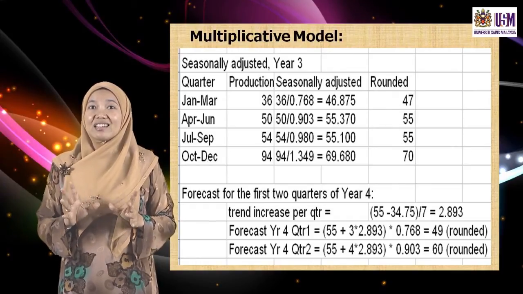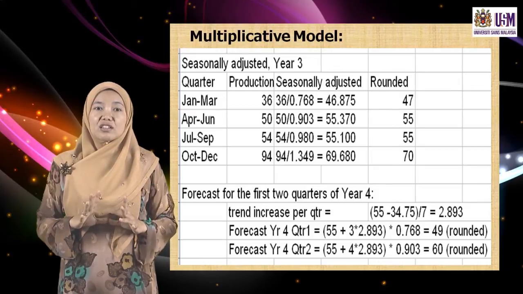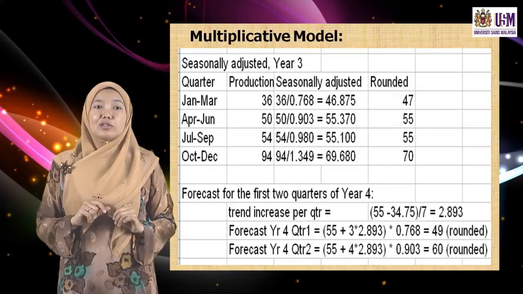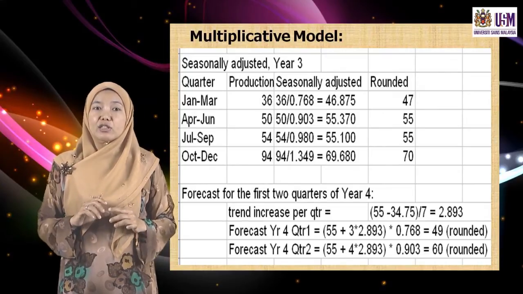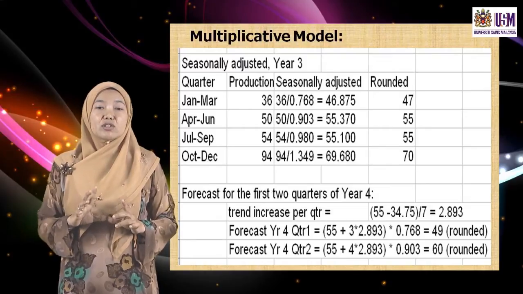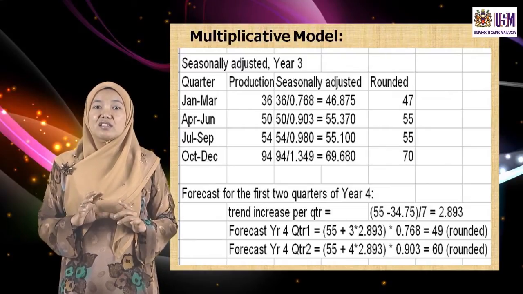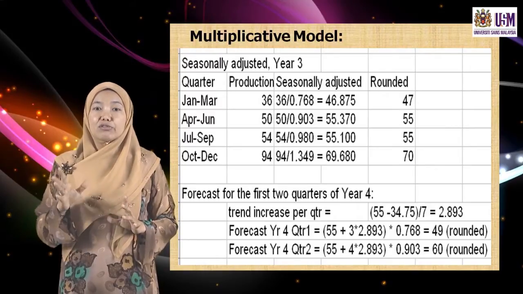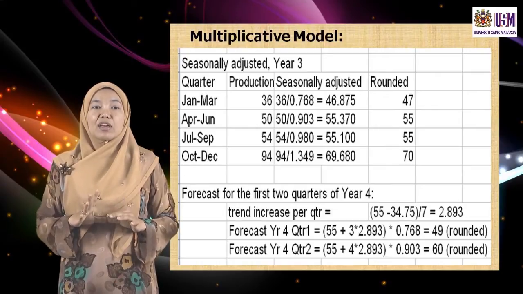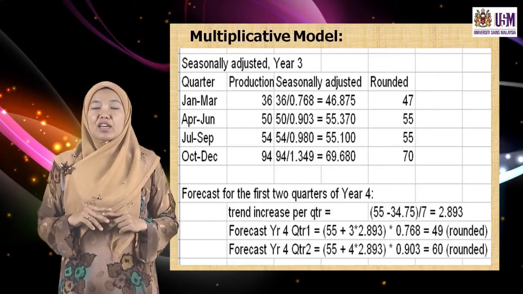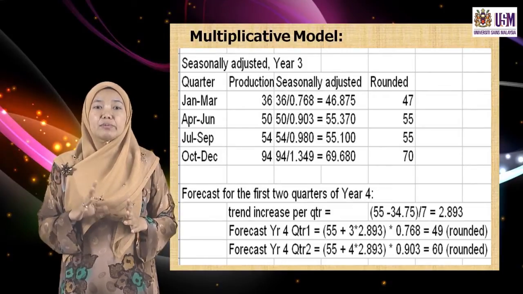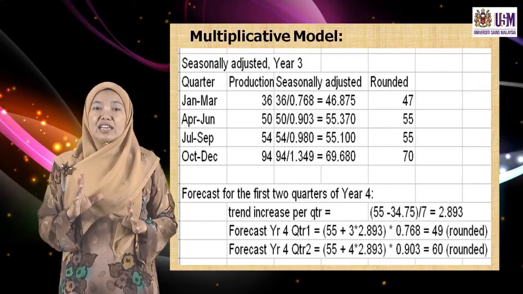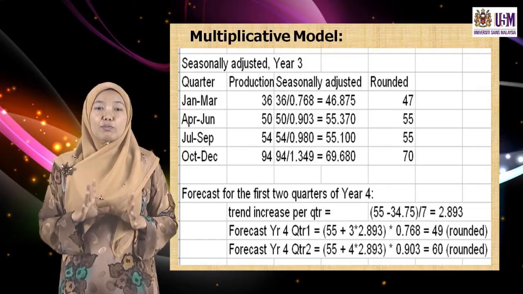What you need to do is, in the third column, you take the actual production data and divide by the seasonal index that you already calculated earlier. Let's look at the first quarter. The production value of 36 divided by the seasonal index of 0.768. So you get the seasonally adjusted value for production, which is 46.875. You can round it up to 47. You do the same thing for the second quarter. Actual production data of 50 divided by the seasonal index for the second quarter, which is 0.903. So you get the seasonally adjusted production value of 55.37.